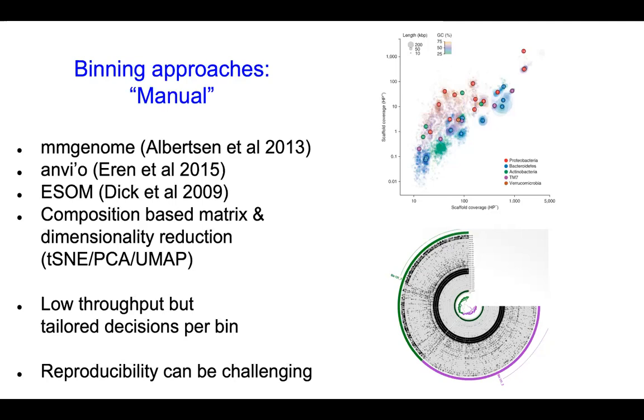The other thing that is also a big drawback is that the reproducibility of your binning strongly depends on how well you document what your choices are. And that has been a problem in the past and is somewhat impossible with ESOM.